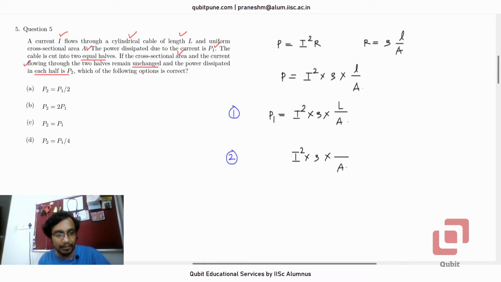Now they are saying the wire is being cut into two halves. So clearly this is going to be L by 2. The power dissipated in each half is P2. So if we take the length to be L by 2, P2 is the power dissipated in each half. They want us to determine P2 in terms of P1. Now observe that I squared rho L by A is P1. Therefore P2 is equal to P1 into 1 upon 2, and that is option A.